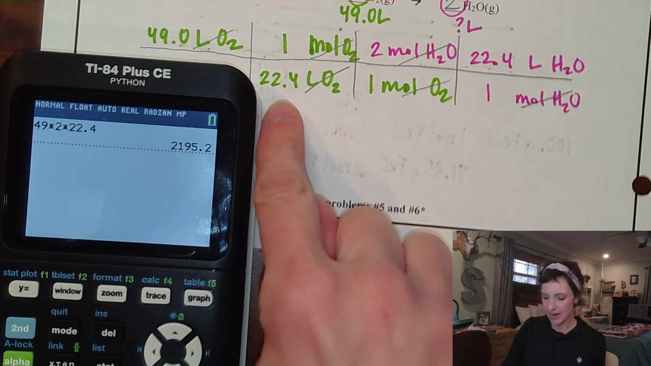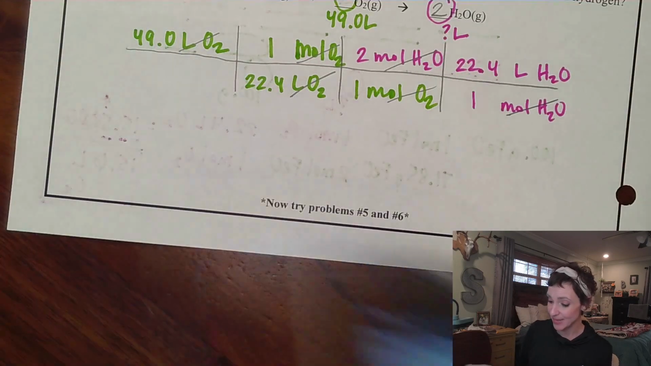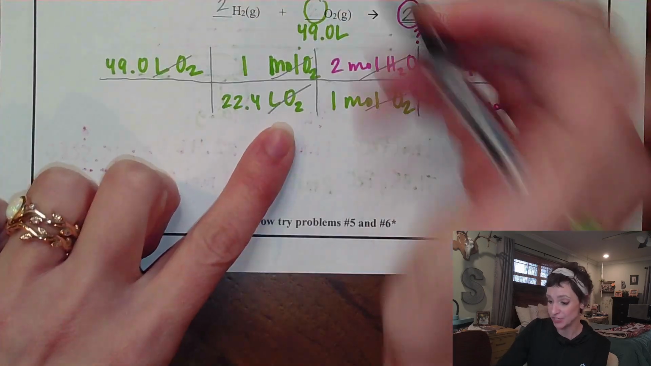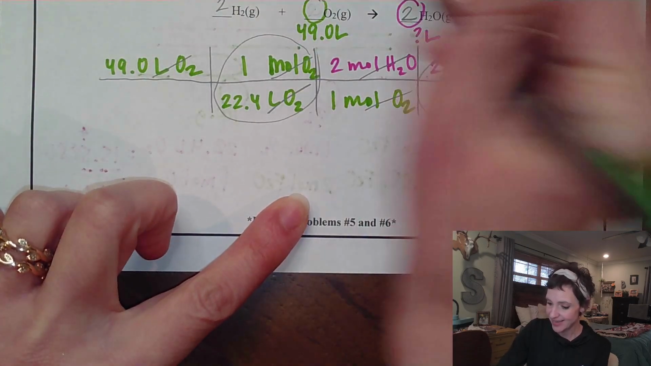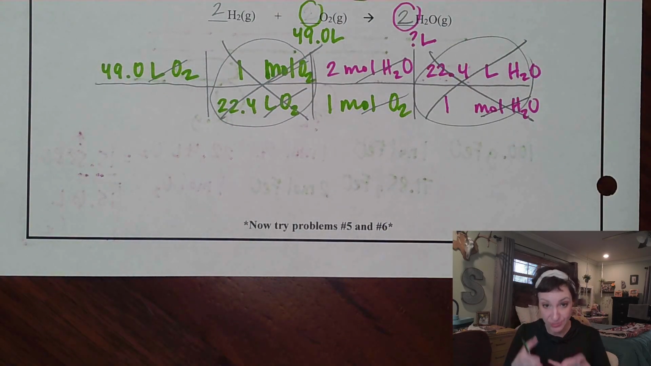And then I'm going to divide by 22.4. I multiplied by 22.4 and I divided by 22.4. Guys, this is why we're able to do only one step. It's because these two conversion factors right here cancel each other out. Mathematically, 22.4 and 22.4 are pointless here for us.